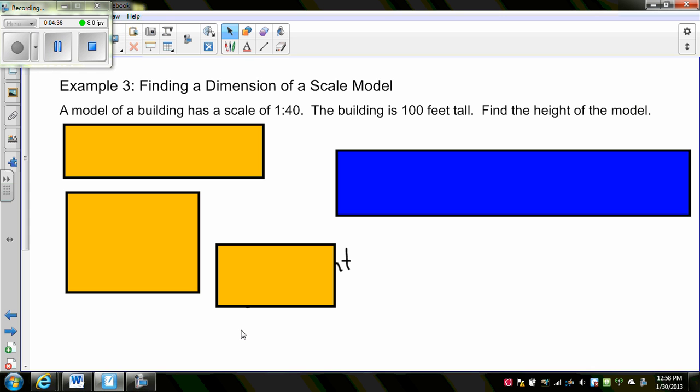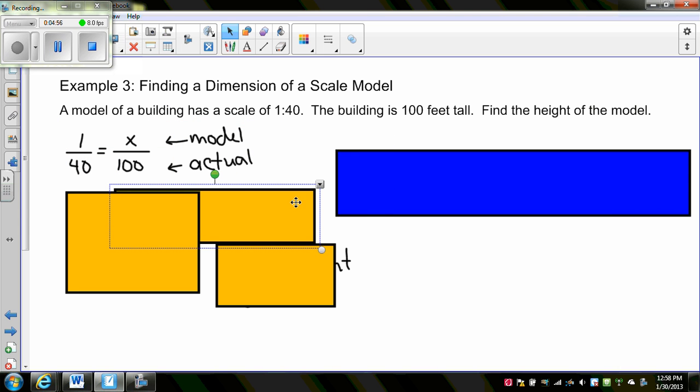And the last example is finding a dimension of a scale model. So a model of a building has a scale of 1 to 40. If they don't give you units, that means that these units are the same. So the building is 100 feet tall. Find the height of the model.